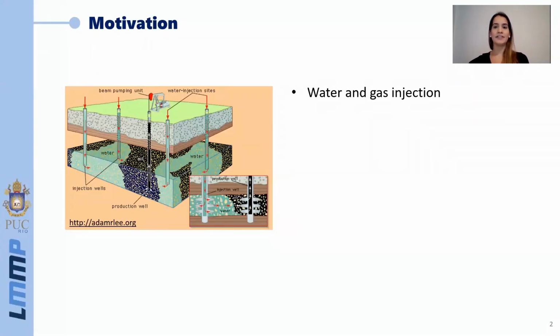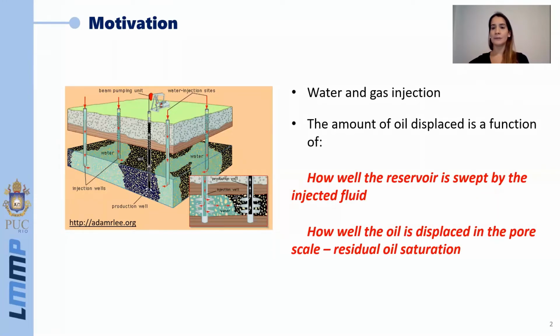Water and gas are commonly injected in the reservoir to maintain the pressure and displace the oil towards production wells. And the amount of oil displaced is both a function of how well the reservoir is swept by the injected fluid and how well the oil is displaced in the pore scale, the residual oil saturation. The enhanced oil recovery methods are the applied techniques to maximize oil production through the interaction between the injected fluid and the rock oil system. Each EOR method acts in one or ideally both of these two factors.